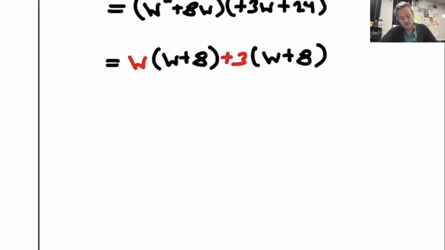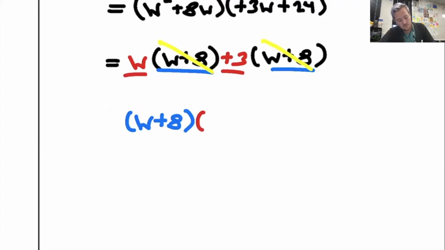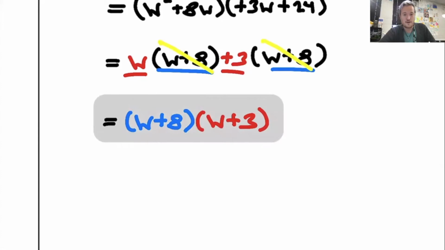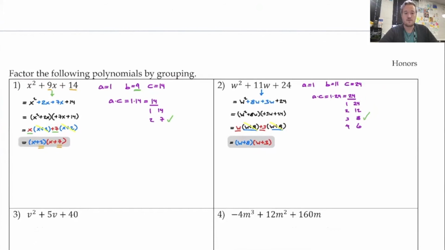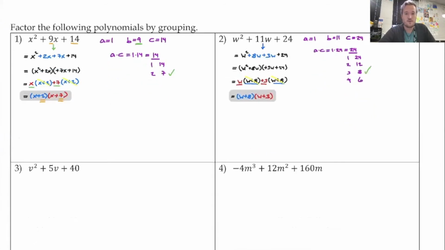All right. So now, because these are the same, my W plus 8 and W plus 8, I'm going to actually factor that out so that these are gone. And then all you have left is the W and 3, which is your other binomial. So this is your final answer. Your final answer should always be 2 binomials. All right. So I would definitely say pause here and try number 3 on your own.